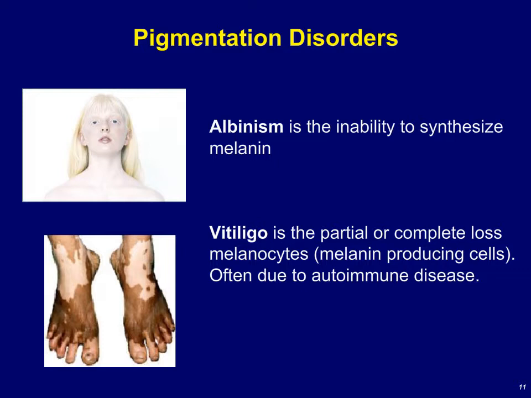Another type of disorder is something called vitiligo. Vitiligo is the partial or complete loss of melanocytes within areas of the skin. We tend to see it in African Americans, particularly in the American South. Now, we don't know precisely what the cause of vitiligo is, but we do suspect that it's caused by an autoimmune response, that is, where the human body is literally attacking its own melanocytes.